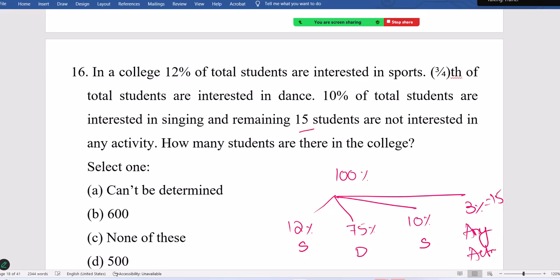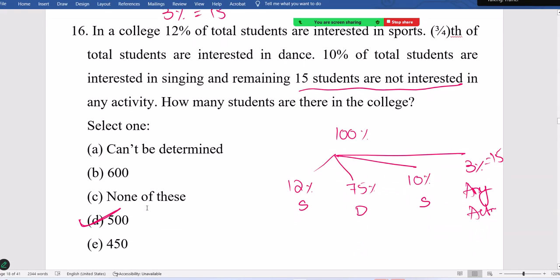They said this is what? 15 are not interested in any activity. 3% is 15. Then total 100% is 500. Okay, they didn't mention, okay, there is a bug in the question actually. They had to say they're not in other activities.